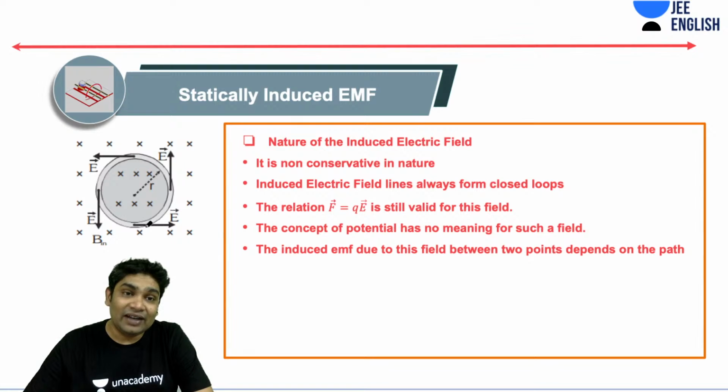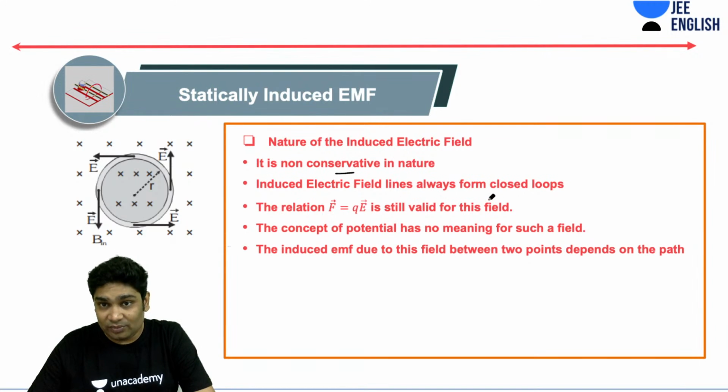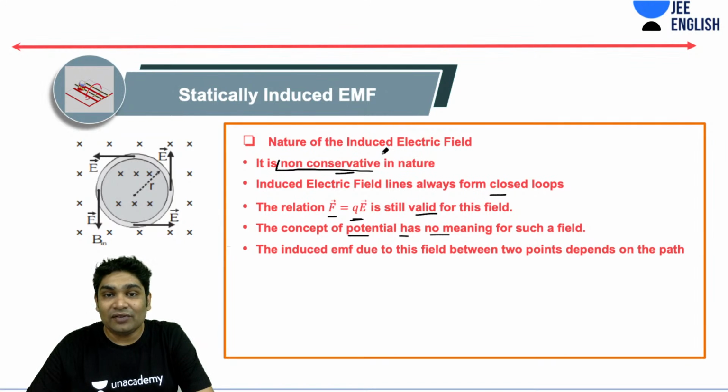So these field lines form closed loops. They are always in circles. They are non-conservative in nature. They still have this F equals QE, which is valid for these fields. However, the concept of potential has no meaning. Why? Because this is a non-conservative field, and potential, we know, is defined only for a conservative field. That is why we don't talk about potential due to this.